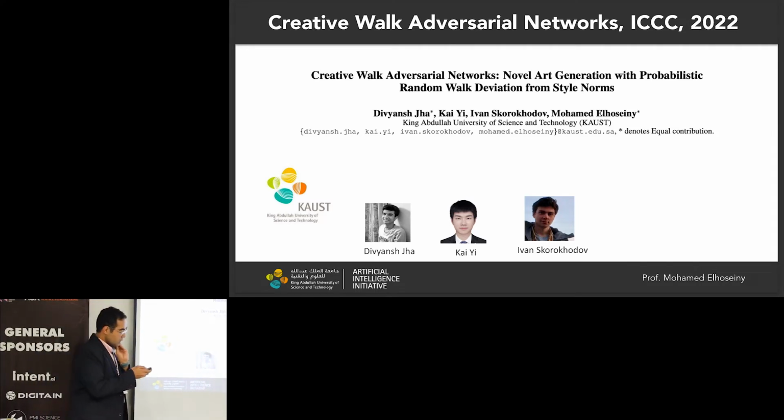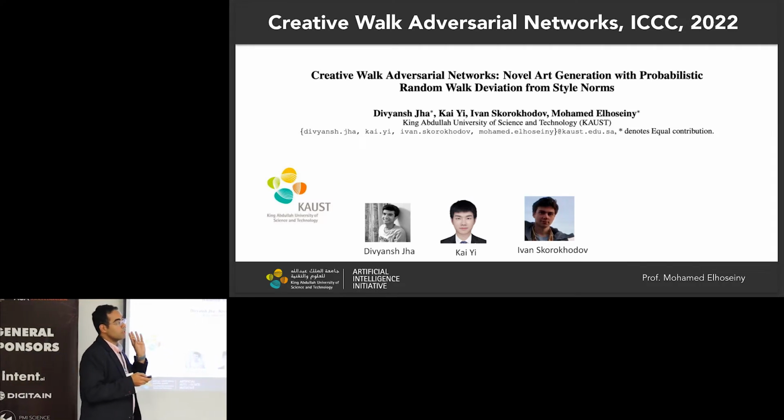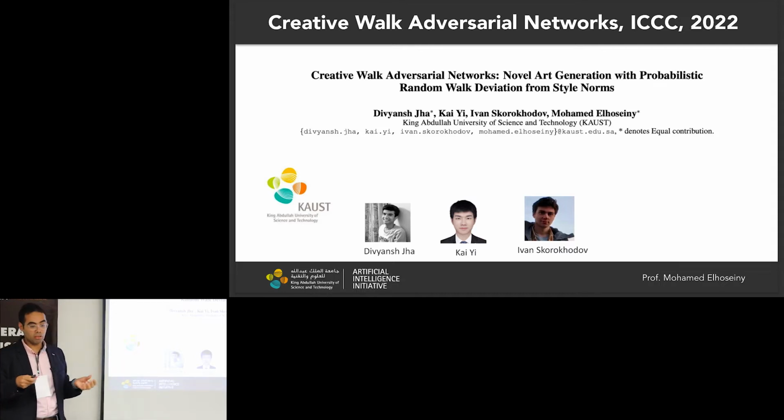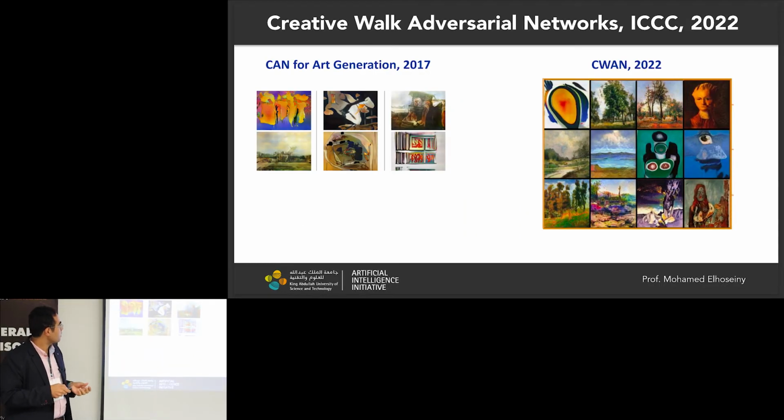What we proposed in this method is a new deviation loss function that is more message passing in the context of the collection of art pieces that we want them to collectively deviate from existing artworks. How do we do that?